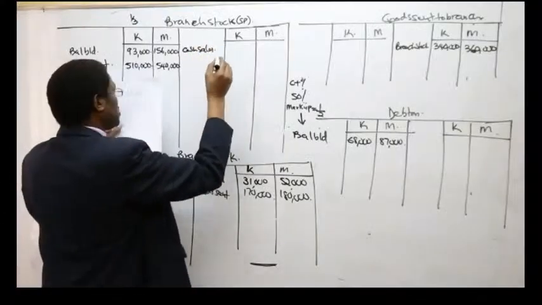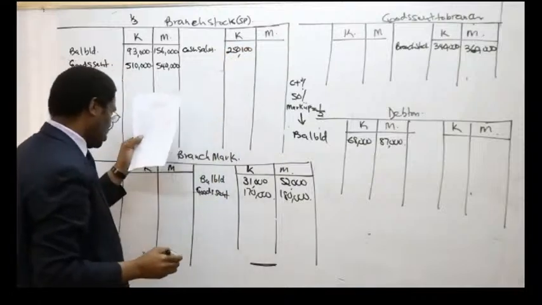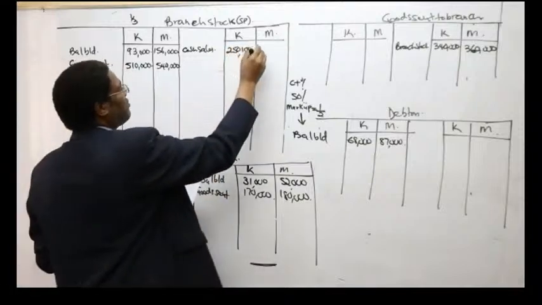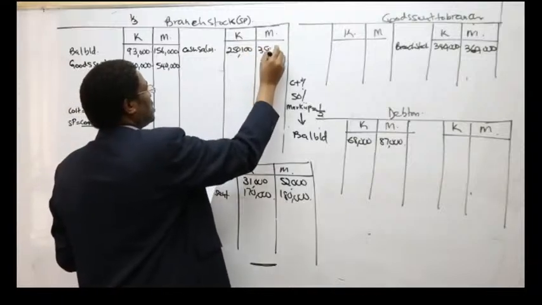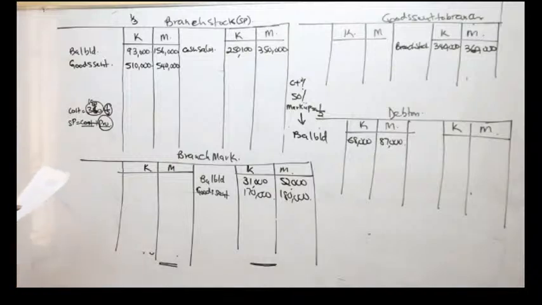Kisumu had cash sales of 250,100, while Mombasa had cash sales of 350. The examiner is not asking us to open a cash account, but we are debiting cash, crediting branch stock. From there, we go to the next one, and the next one is credit sales.